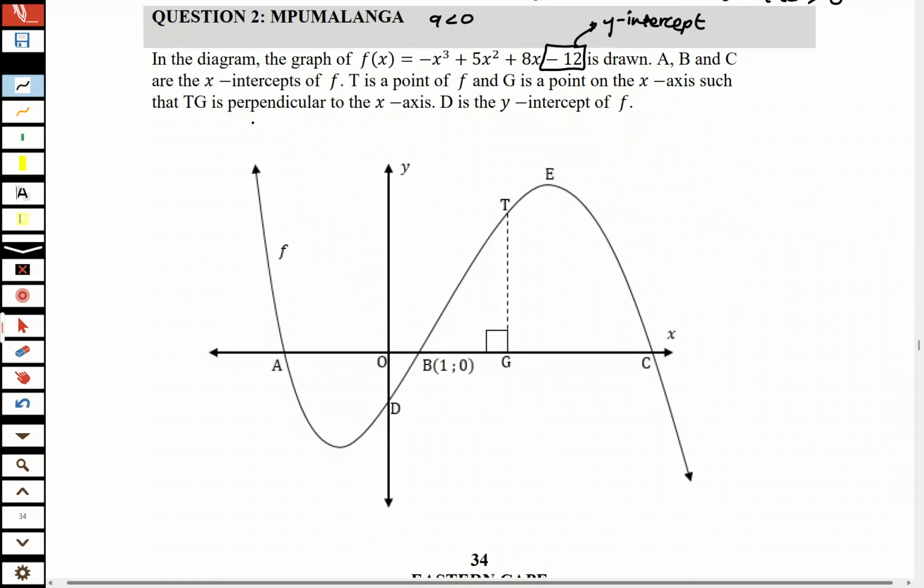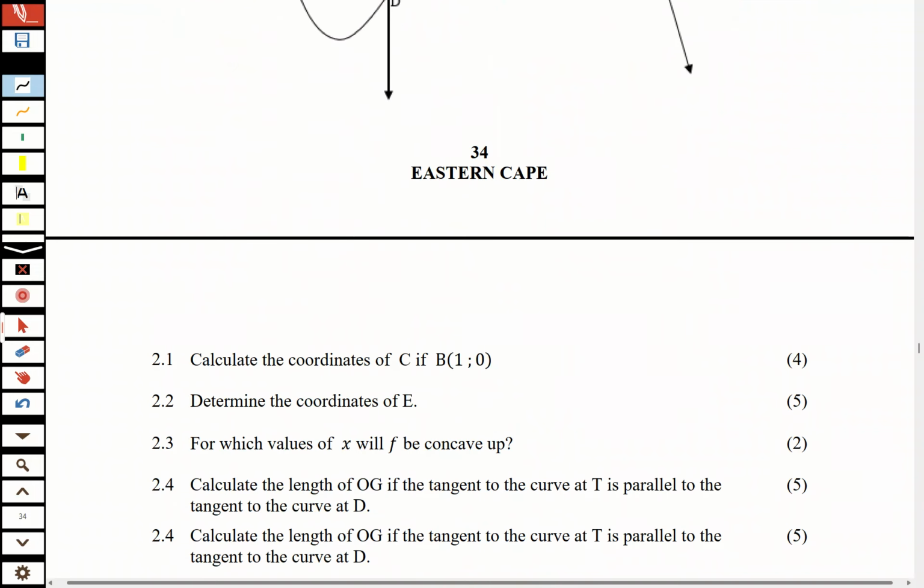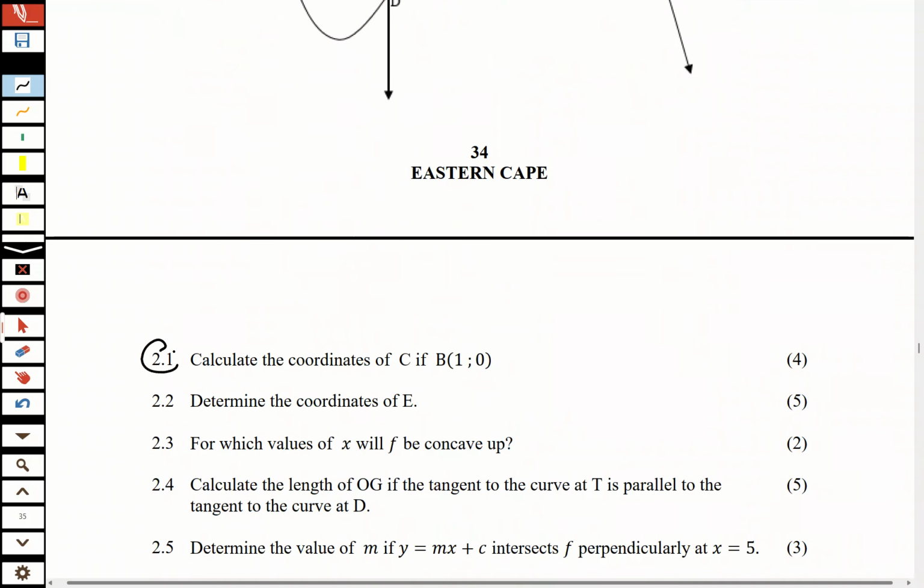So they say A, B, C are the x-intercepts of f, T is the turning point, and G is a point on the x-axis such that TG is perpendicular to the x-axis. So meaning you have a 90-degree angle there. So now let's see what they are looking for. In 2.1, they say we have to calculate the coordinates of C if B is equal to 1.